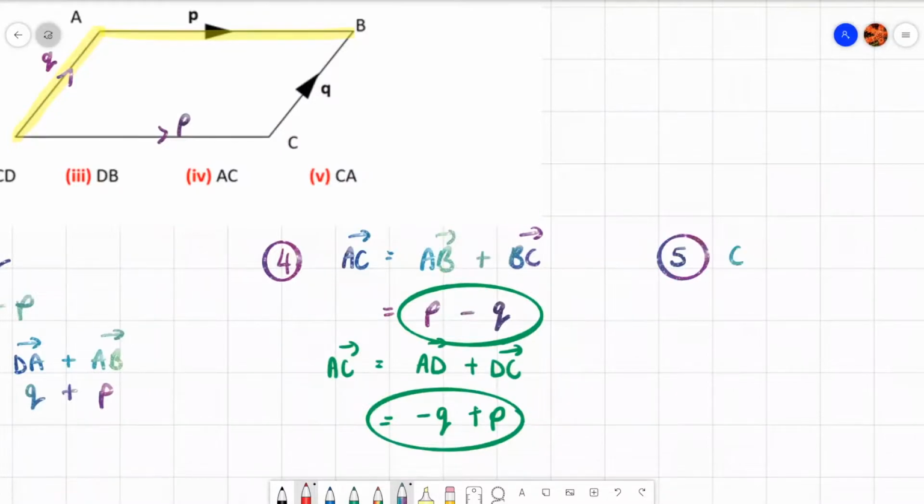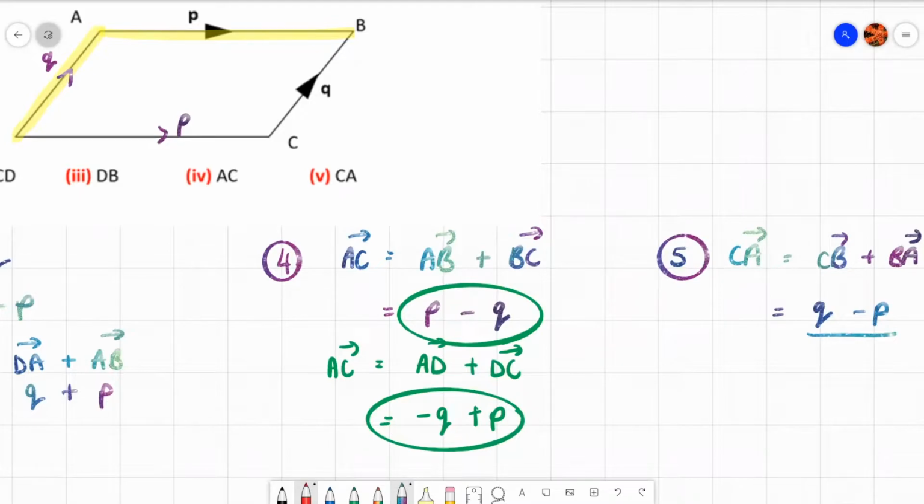We've got C to A. Okay, so I'm going to choose to go C to B plus B to A. C to B is positive Q, but I'm going the opposite direction, minus P, and that is my final answer.